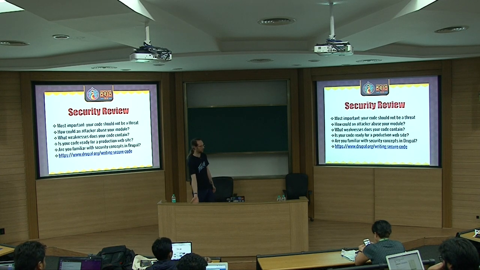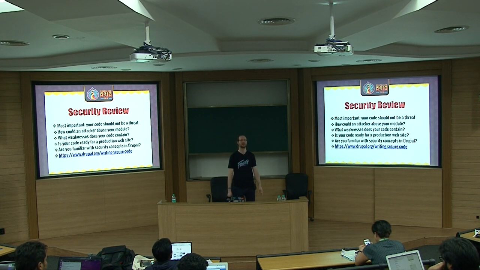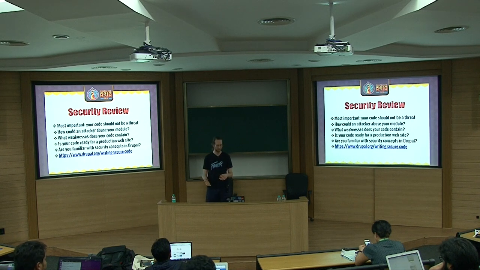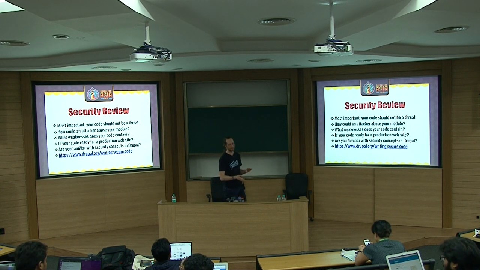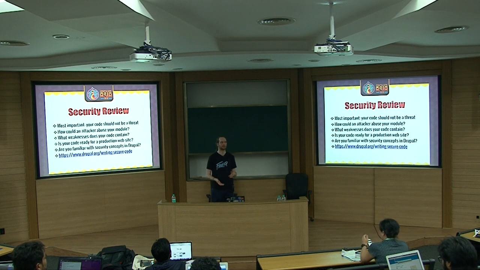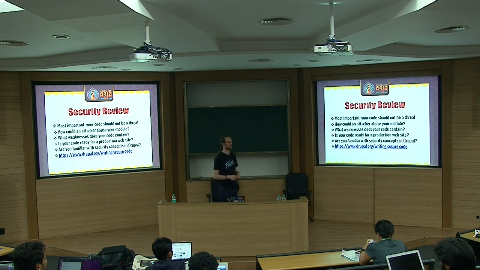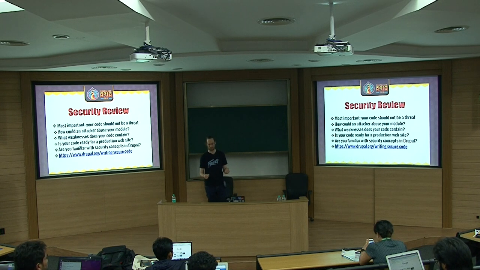Could they run their own JavaScript? Is there a cross-site scripting vulnerability somewhere? What weaknesses does your code contain? Is every path that you have implemented protected with a certain permission? Is the code that you have written ready for a production site, or is it still very much experimental? And ask yourself also, are you familiar with the security concepts in Drupal? So there are certain vulnerabilities that you can easily run into, and we have some good documentation on Drupal.org to write secure code. This is mostly written for Drupal 7, but many of the concepts also apply to Drupal 8.